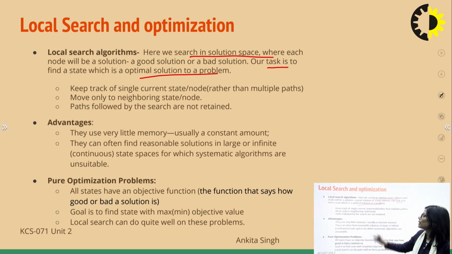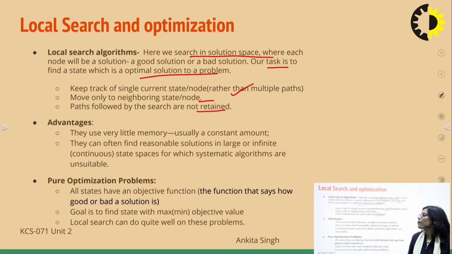Here we keep track of a single current state or node. We are not concerned with the path we have chosen. We are only considering the single current path. Second, we only move to the neighboring state. Therefore, we call it a local search algorithm. Third, the path followed by the search is not retained. Since we are not concerned with the path, we are only concerned with the goal.